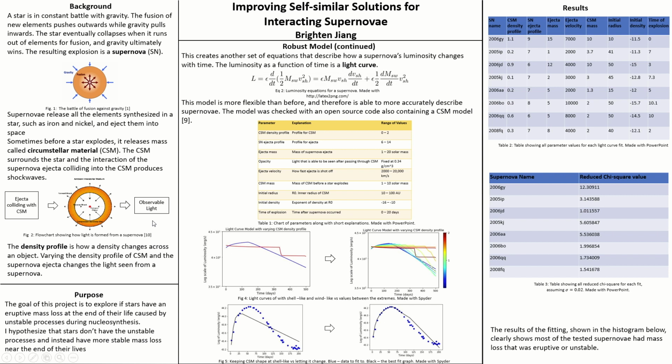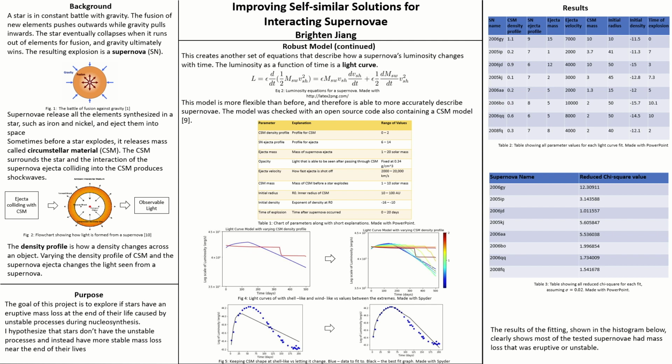And one way to change the light that is seen from a supernova is to change the density profile of the CSM or the ejecta. And the density profile of an object is how the density changes as you move across something. And again, if you change the density profile of the CSM or the supernova ejecta, it will change how the light is seen from a supernova.